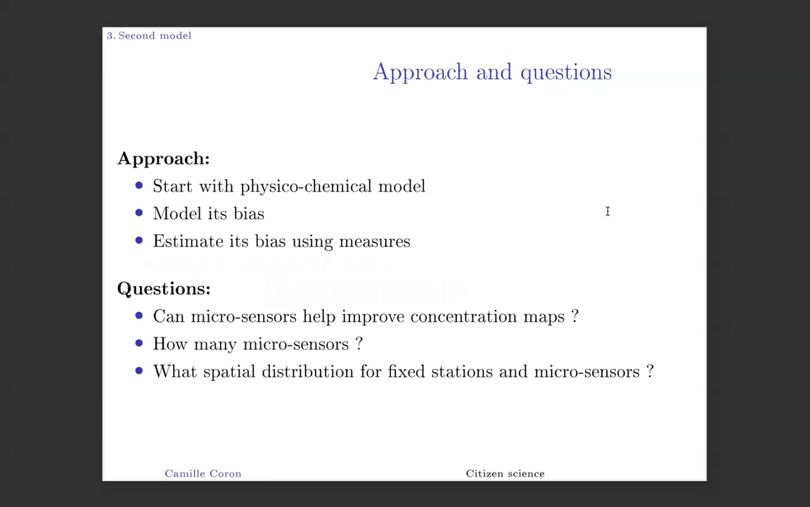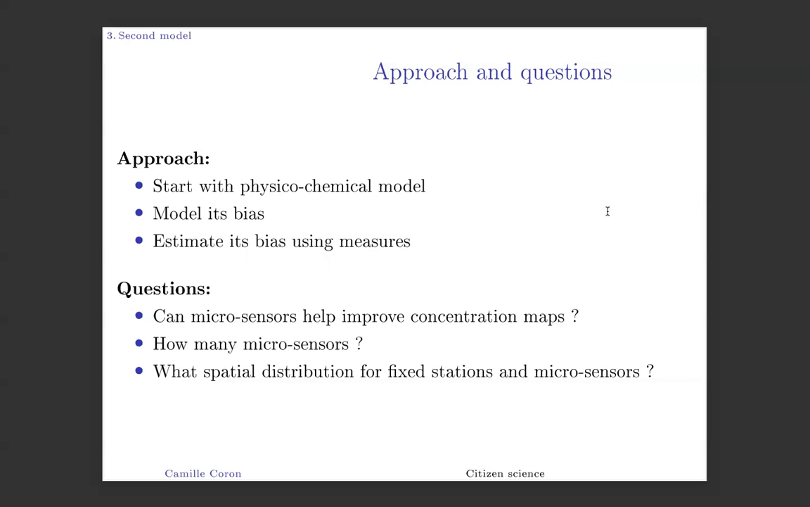We started this work, but I can just give some ideas. So our idea is to start with the physico-chemical model output, and to assume that our aim is to correct this model. So we want to model the bias or the error made by this model, and to estimate this bias using the measures of fixed stations and also of the microsensors. And the questions are maybe the same or closely related to the ones that we had for the birds.